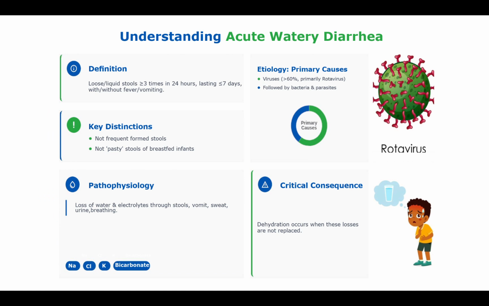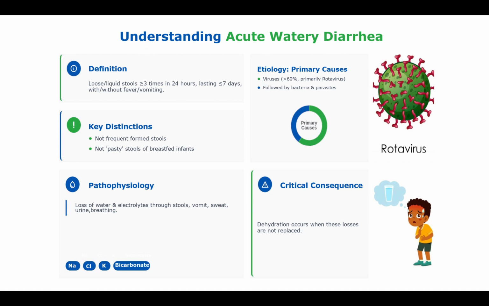It is crucial to understand what acute watery diarrhea is not. For instance, frequent passage of normally formed stools, or the often loose pasty stools observed in exclusively breastfed infants, are not classified as diarrhea. Regarding its etiology, viruses are the predominant cause, accounting for over 60% of cases, with rotavirus being the leading global culprit in children under 5. Bacterial and parasitic infections follow.